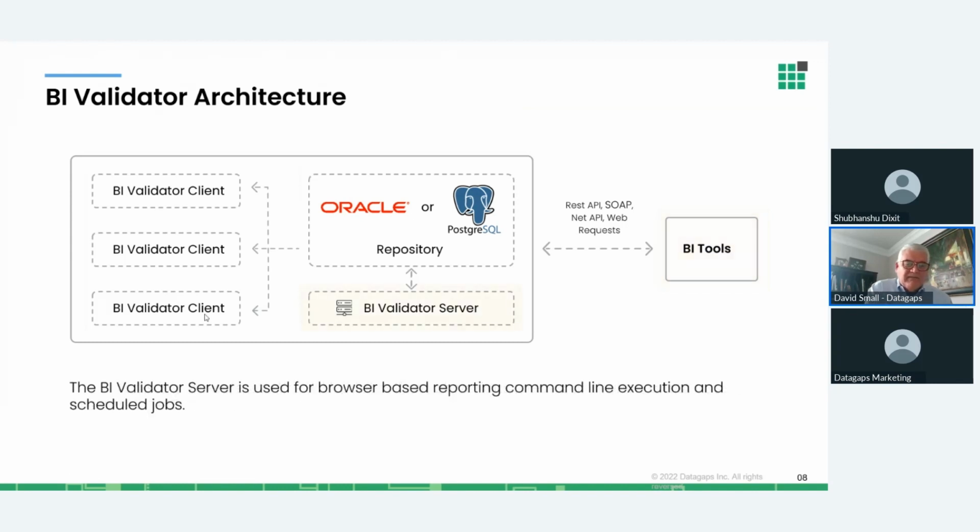And then there's a BI Validator server. The BI Validator server gives you the ability to do browser-based reporting against the test case runs that have already been executed. It also gives you the ability to execute the test cases from outside the BI Validator environment. And we provide a scheduler where you can schedule jobs to be run at a later date and on a consistent basis. So that is the architecture, again, on-prem, in the cloud, but protected in your environment.